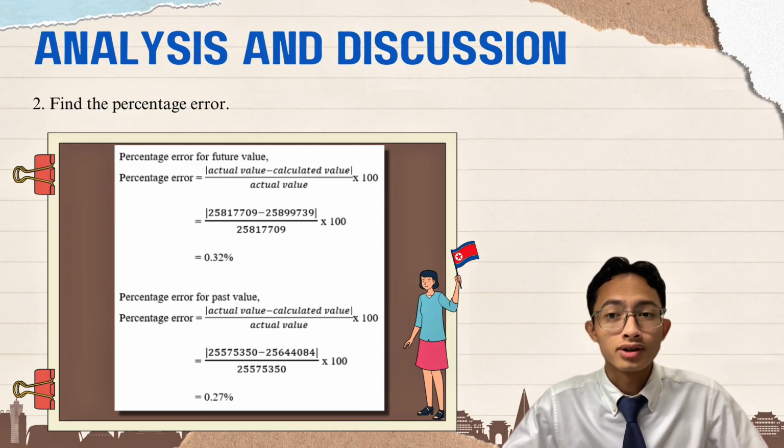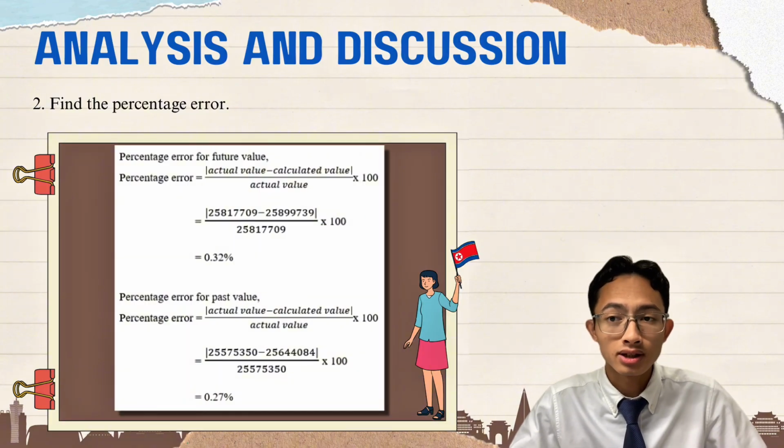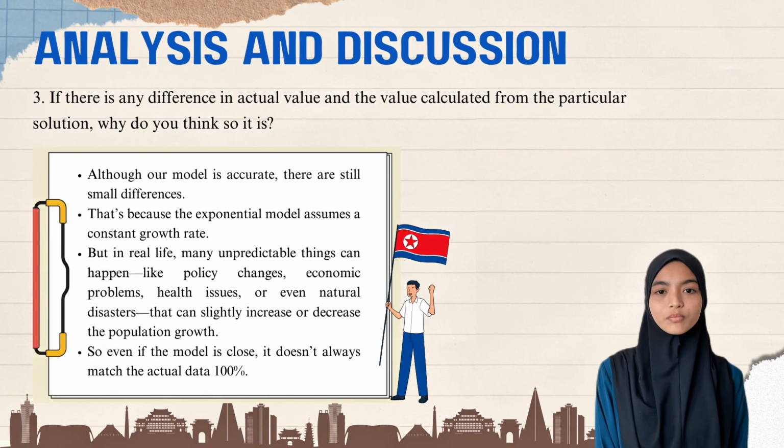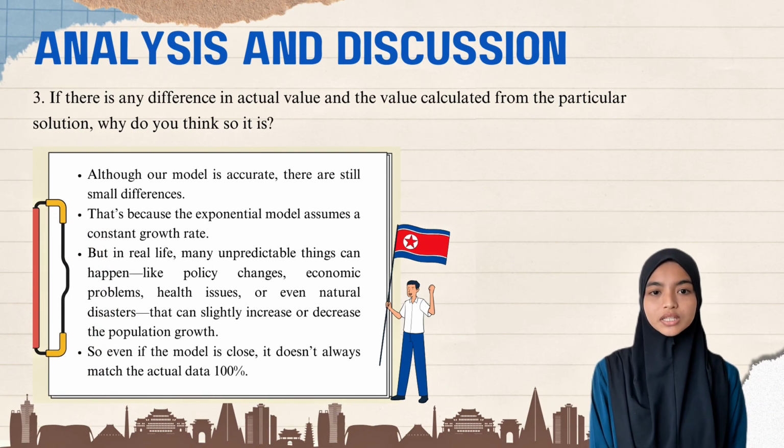From the calculated past and future values obtained, we calculate the percentage error. For the future value, it is 0.32%. Meanwhile, for the past value, the percentage error equals 0.27%. Although our model is accurate, there are still small differences.